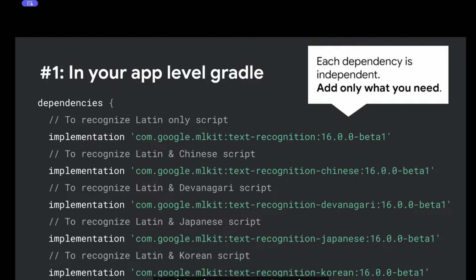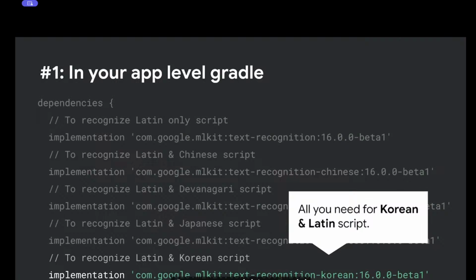In this demonstration, there are 5 dependencies listed. By name, they correspond to the 5 libraries mentioned previously. Each is independent of the others, so we will just add the ones we need. For example, if we only want to support Korean and Latin, only the highlighted part is required.